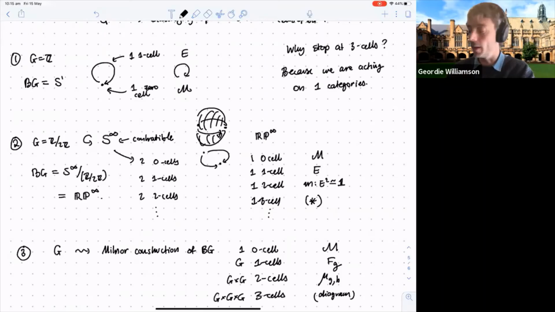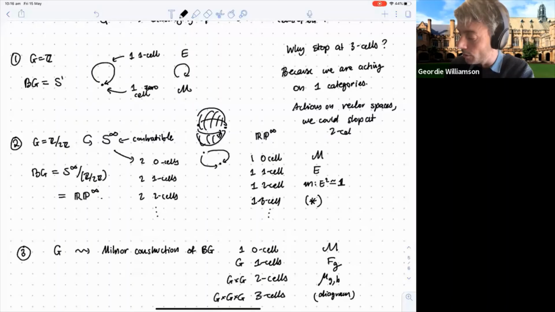Okay, so if we were just acting on vector spaces, we would just need one endomorphism for every one cell, and then we just need a relation for every two cell. And so for actions on vector spaces, we could stop at two cells. So the two cells precisely give us the relations in our group.